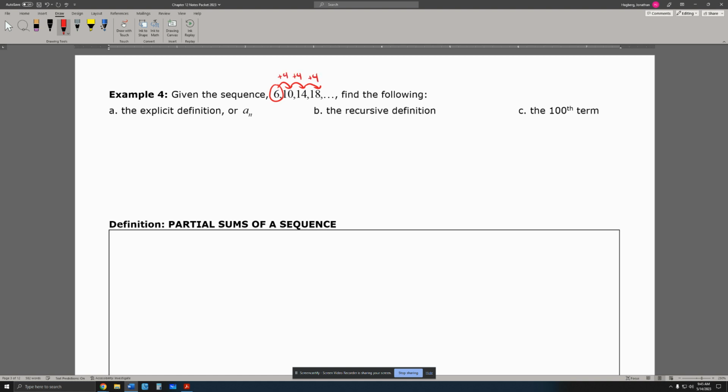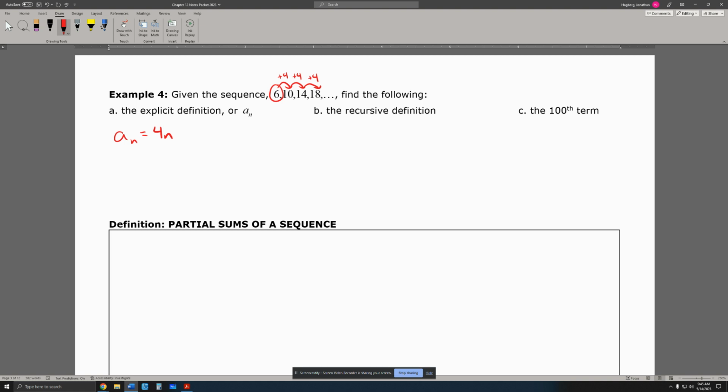So we are adding 4 each time. So that tells me that my explicit definition is going to be a sub n is equal to, well, think of this as like a linear function. The slope would be 4. We're adding 4 each time. Our y-intercept would be where n equals 0.